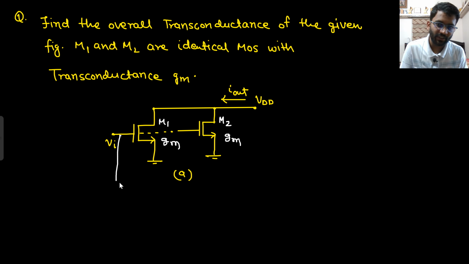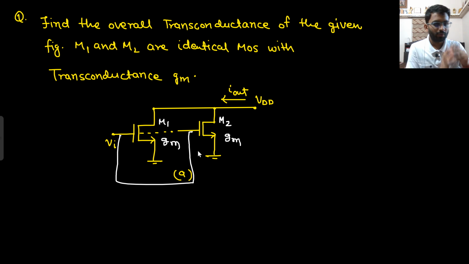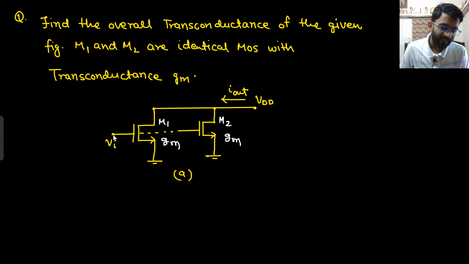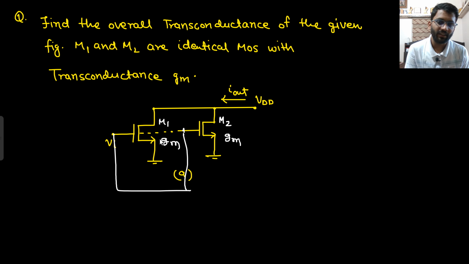That means this Vin and Vin are shorted. Both of the transistors are having the same input voltage. That's it. This dotted line means at the gate you are having Vin, and here also at the gate you are having Vin only. This is what this dotted line means. They could have shown it this way as well, they could have shown it like this. But in many questions you will find these dotted lines as well.